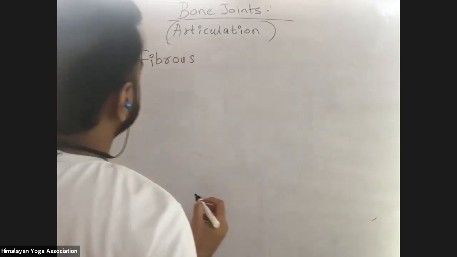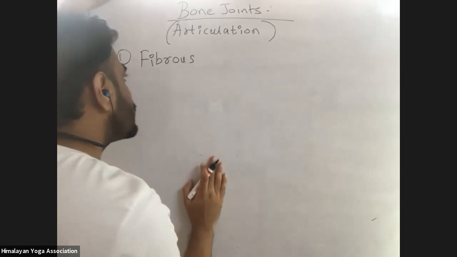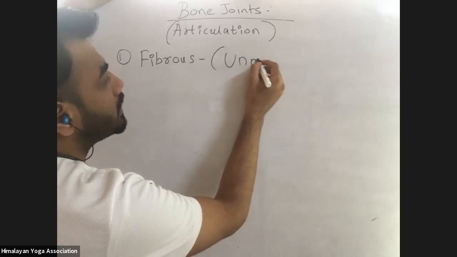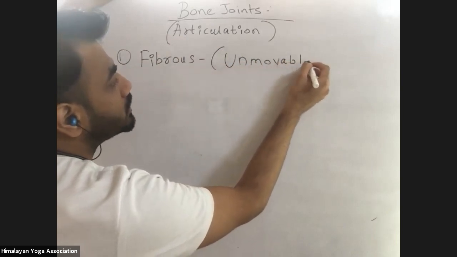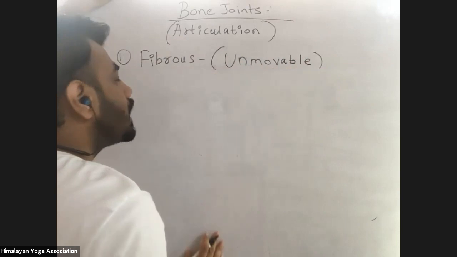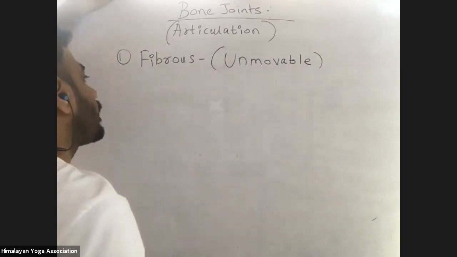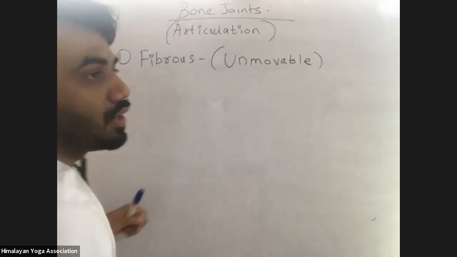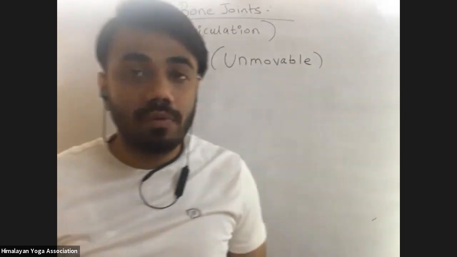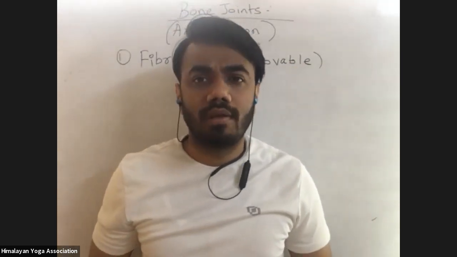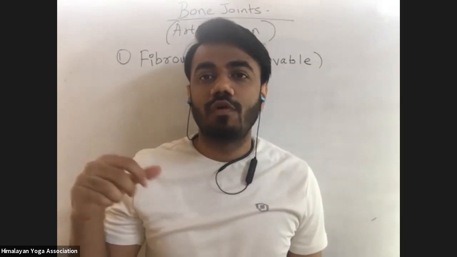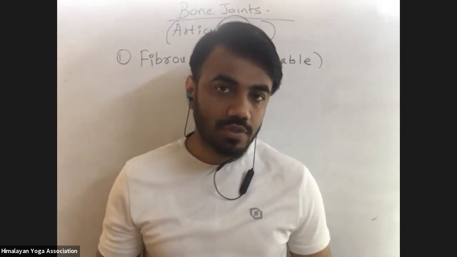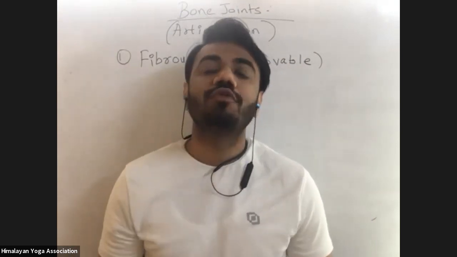What does fibrous bone joints mean? Fibrous bone joints in simple terms means unmovable bone joints. Where do you find these unmovable bone joints? That means which are the bones which are not moving. We can move our hands, legs, and shoulders, but which bones can we not move?